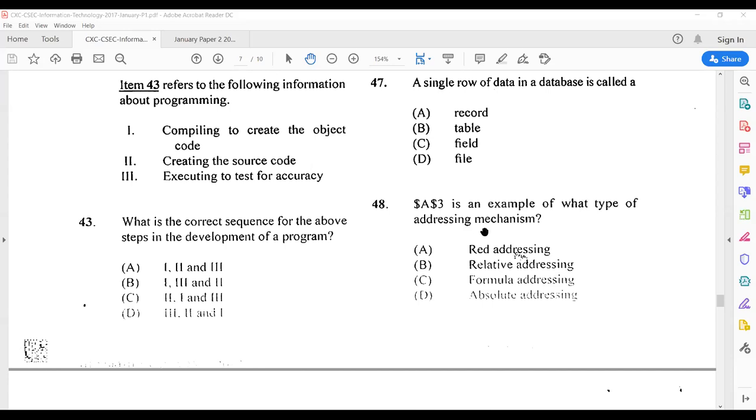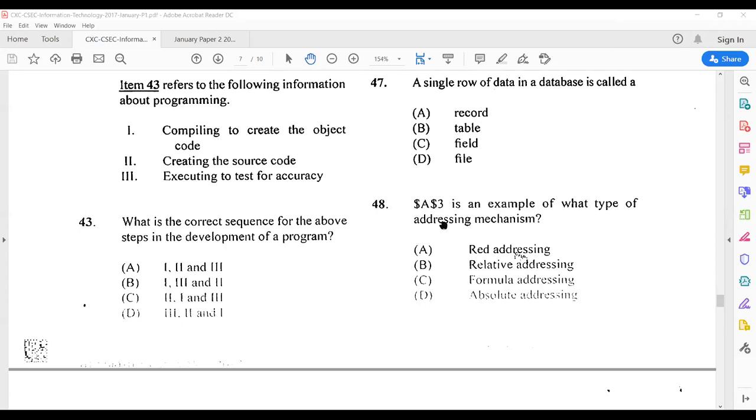All right, let's move on to 48. $A$3 is an example of what type of addressing mechanism? So we have red addressing, relative addressing, formula addressing, and absolute addressing. First thing to identify, this sort of question refers to what topic or what application are we using? Anyone, what program are we using? Microsoft Excel, right? Yes. So Microsoft Excel.